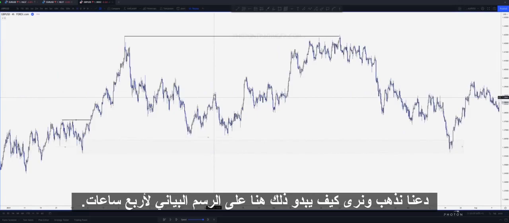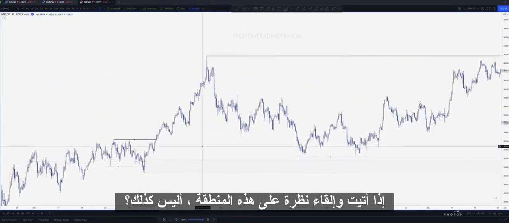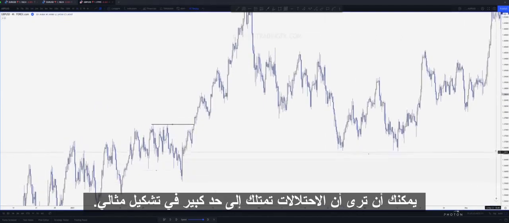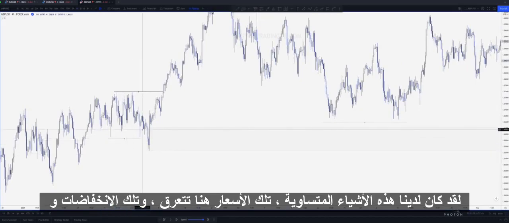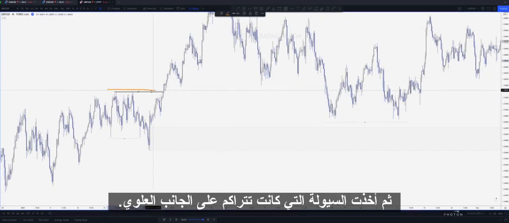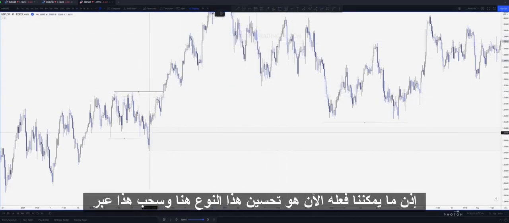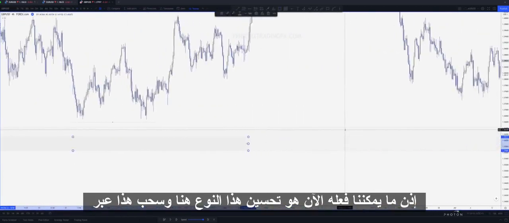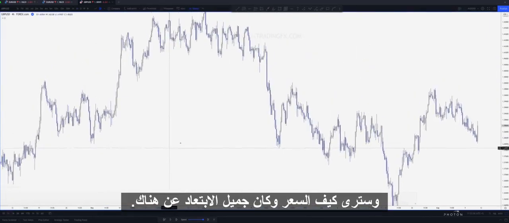Let's go and see how that looks here on the 4-hour chart. If you look at this zone, you can see that sweep zone pretty much in perfect formation. We had these nice equal lows here. Price has swept those lows and aggressively moved to the upside, and then took the liquidity that was building on the top side of the range. So what we can do is refine this candle here and drag this across, and you'll see how price then had a beautiful move away from there.